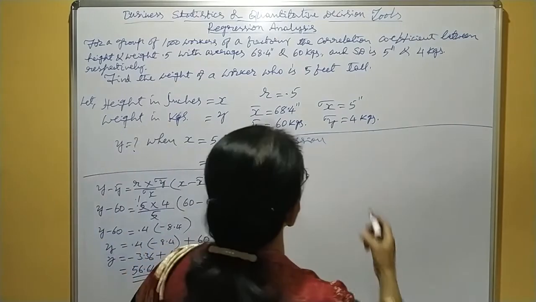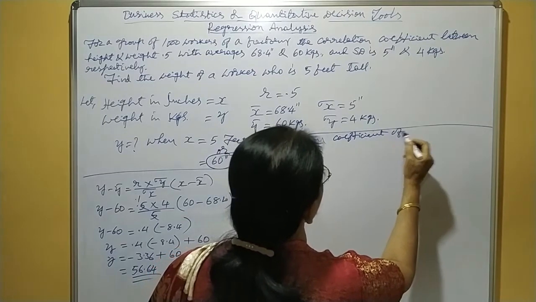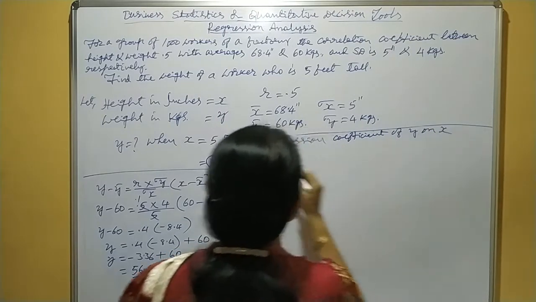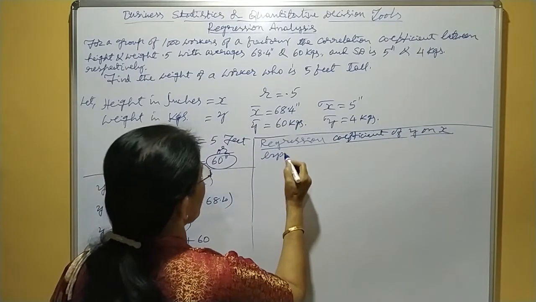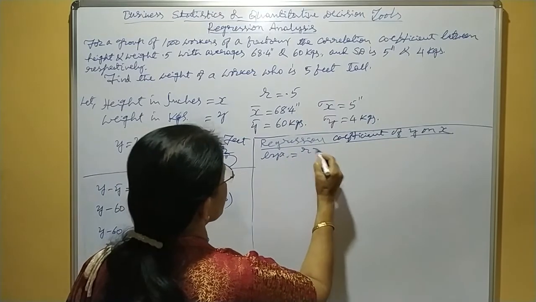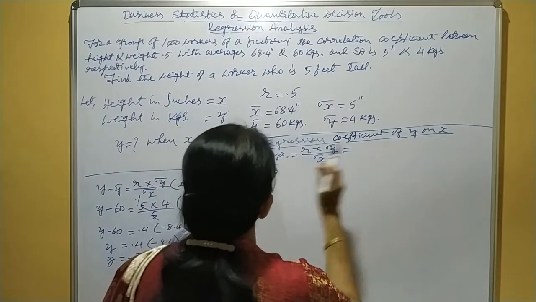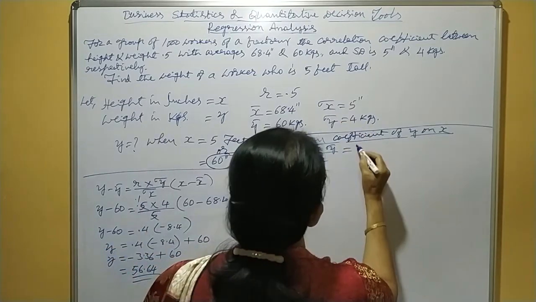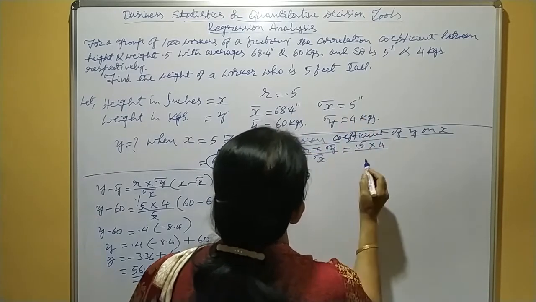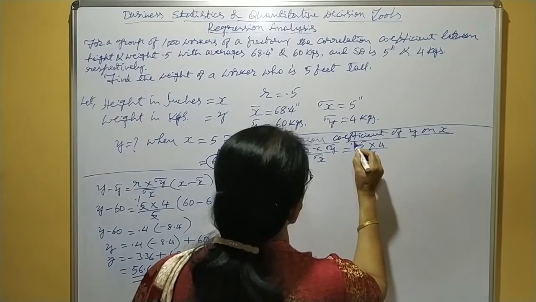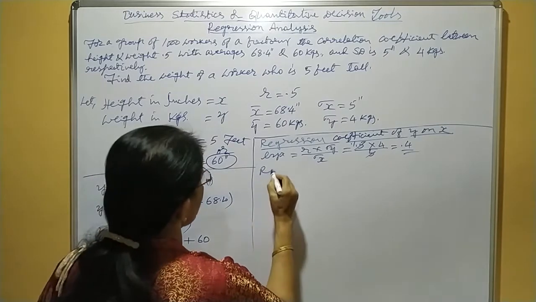Okay. Now, first we have to find out the regression coefficient of y on x. Here we have to find out the value of y. Therefore, it is y on x. The formula is what? Byx equals r into standard deviation of y divided by standard deviation of x, isn't it? Here r is 0.5 into standard deviation of y 4 divided by standard deviation of x 5. Okay, it is 0.4.